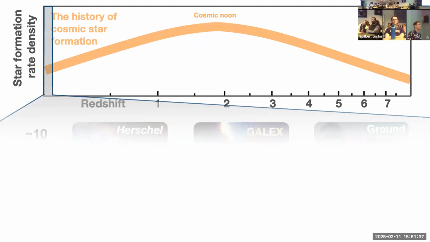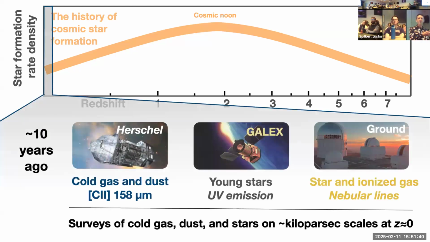By the time we got to about 10 years ago, we could have a really full, detailed accounting of the cold gas, the dust, the young stars, and the existing stars, the H II regions, basically almost whatever you could want at these sorts of highly resolved scales, let's say a few hundred parsecs. We could do that at redshift 0 with telescopes like Herschel, with galaxies, or with ground-based telescopes, with Hubble.